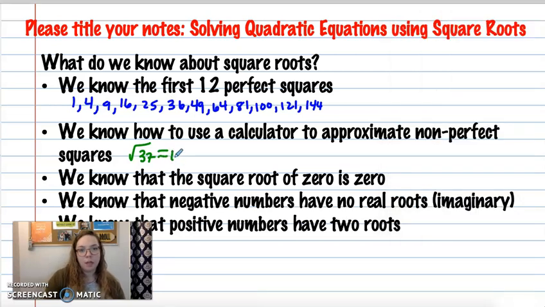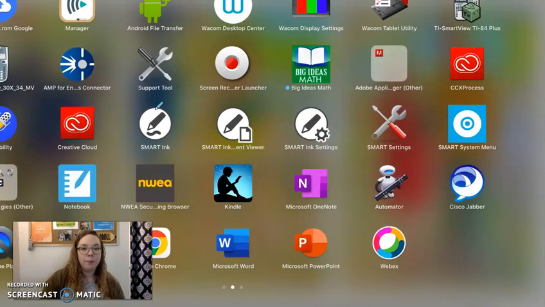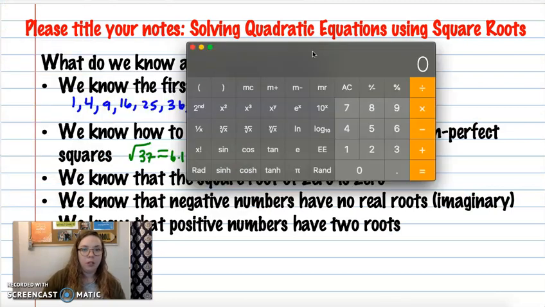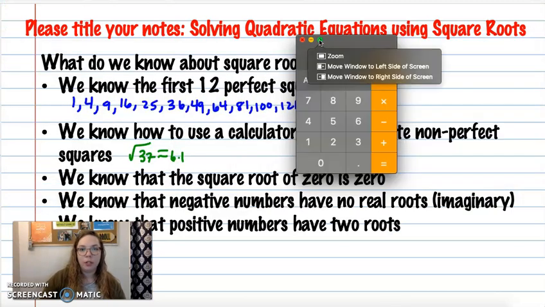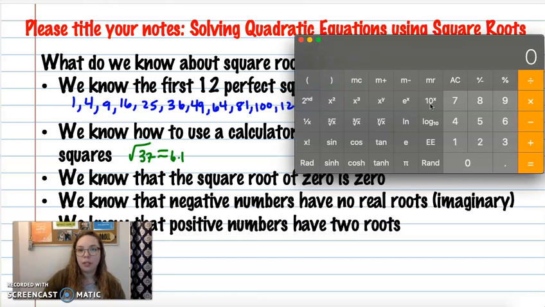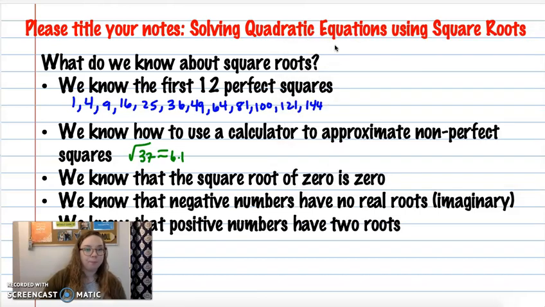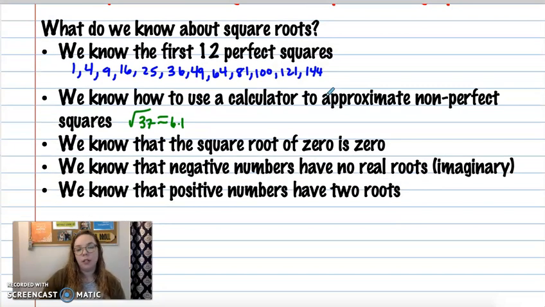And then the built-in calculator on your MacBook will also do these for you. If you have the small version, you just click this green plus to get more options. And for the MacBook calculator, you would do 37, and then you want this key for square root. So 6.1 either way.